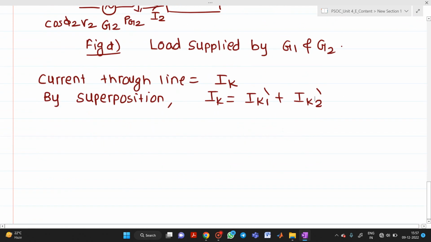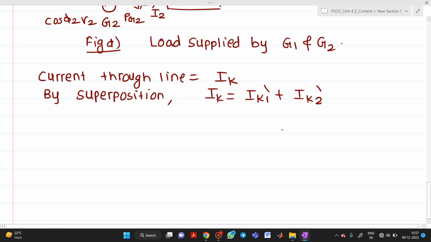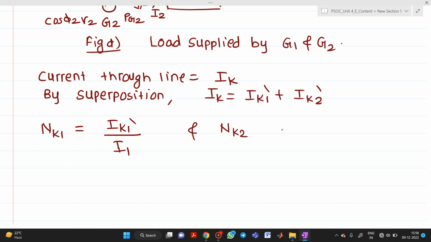Now we have already seen the current distribution factor formula. The current distribution factor when only the first generator is acting alone is the current it would carry divided by I1, or you can say IL, when the other sources are rendered inactive. And the current distribution factor for the second case, when only generator G2 is acting, will be equal to IK2 dash upon I2.